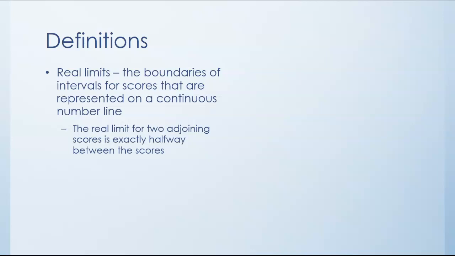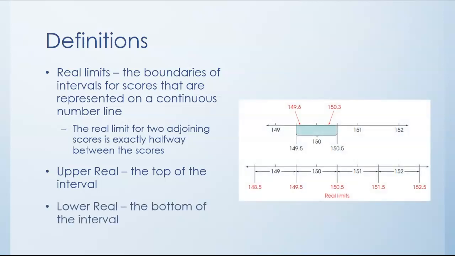So for instance, if one score was 50 and the other score was 51, halfway between 50 and 51 would be 50.5. Okay, so we have the upper real limit, which would be the top of the interval, and then we have the lower real limit, which would be the bottom of the interval. So you can see by this image what we're doing here.